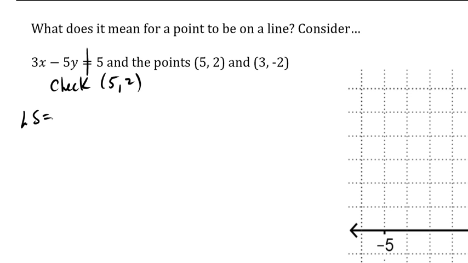Kareem, do you know? What is to the left of the equal sign? Nice. 3x minus 5y. And so what is the right side? 5. What we're going to do is get both the left side and the right side down to a single number and see if they match.